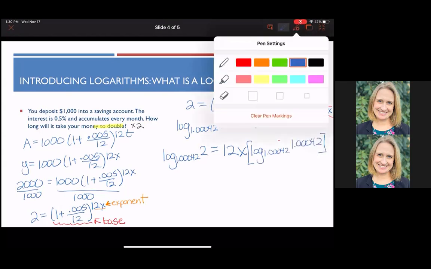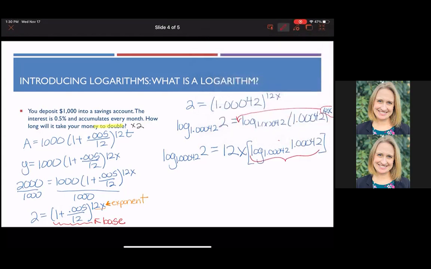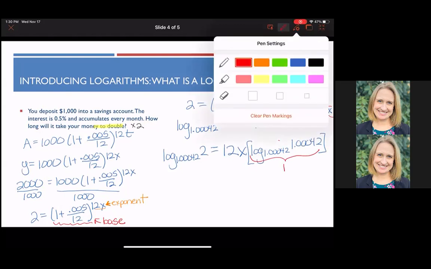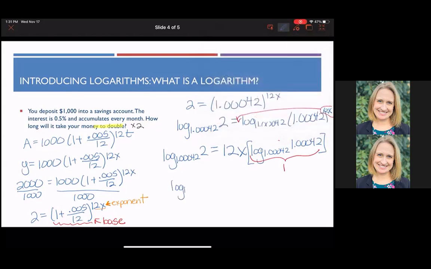As we saw, these numbers are not as pretty, but this is still just 1, and so we're left with our log base 1.00042 of 2 equals our 12x. And now same thing, divide both sides by 12, no matter how ugly it looks. And this log base 1.00042 of 2, all divided by 12, equals x.